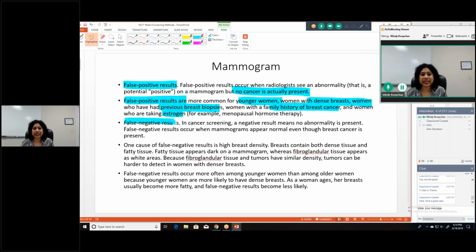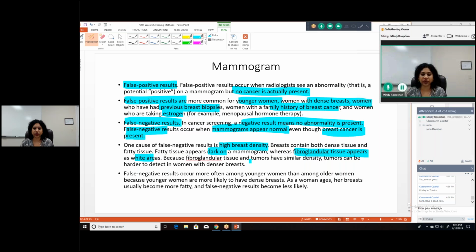There's also a false negative result. A negative result means no abnormalities present, but a false negative is when the mammogram appears normal, but there is breast cancer present. One cause of this could be high breast density. So breasts contain dense tissue, they contain fatty tissue. Fatty tissues appear dark, whereas fibroglandular tissue appears as white.